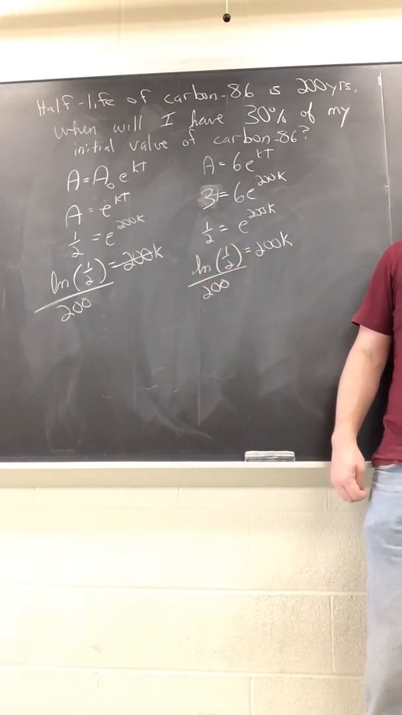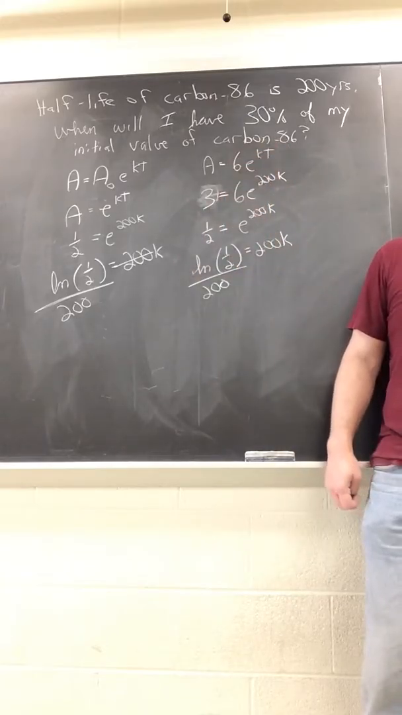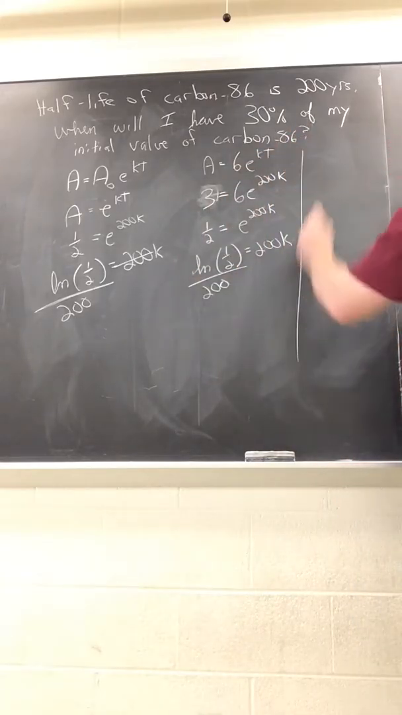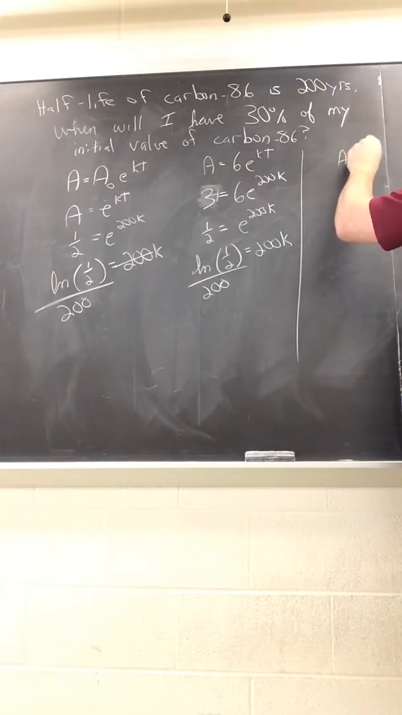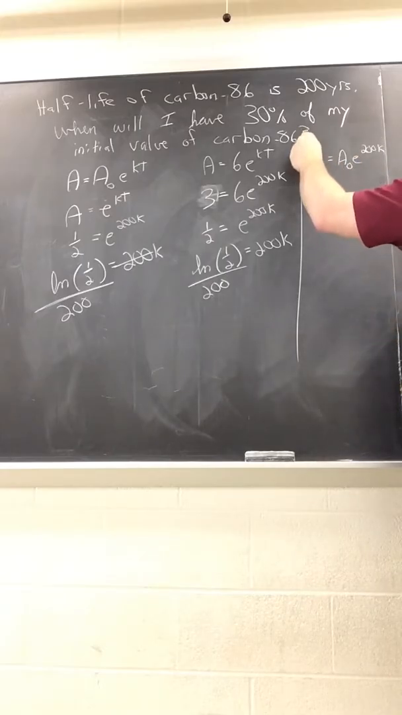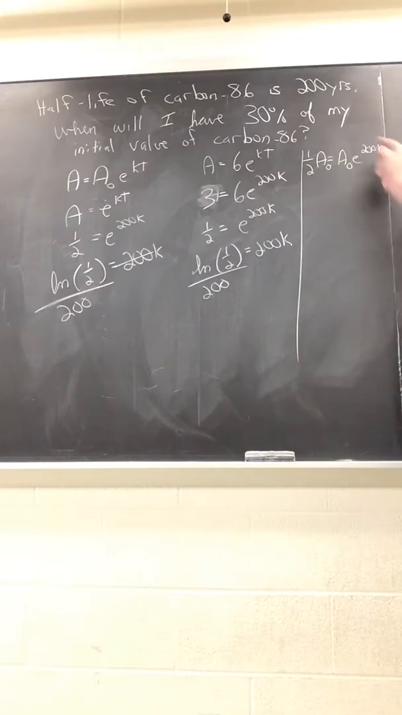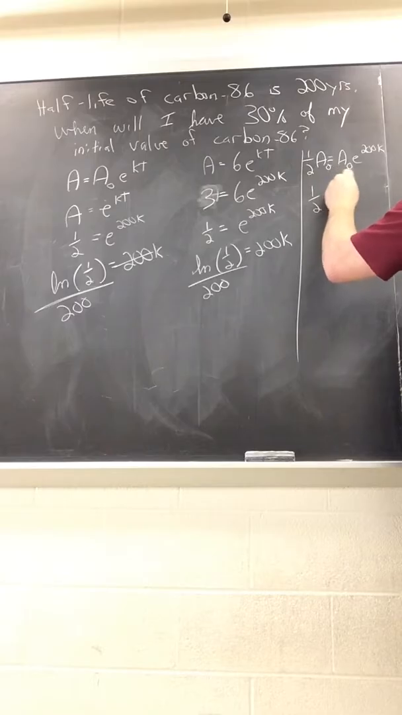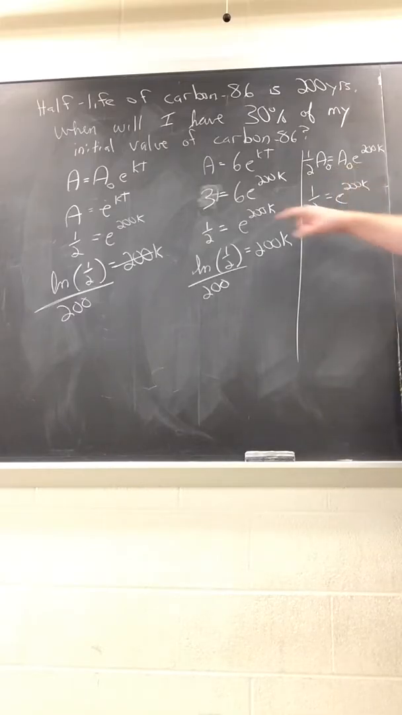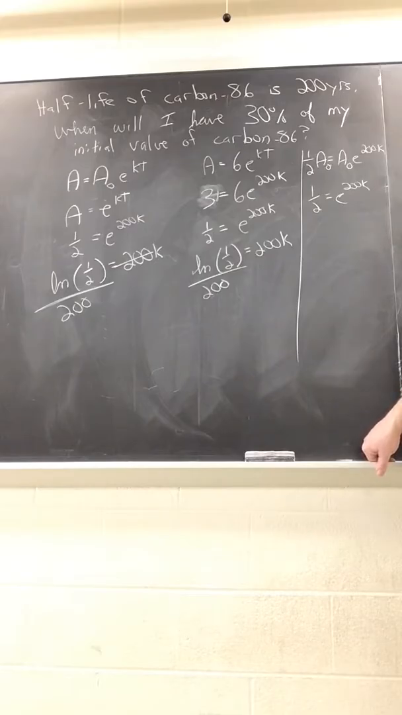And the point is, with half-life, it doesn't matter. You can pick any initial value you want. Personally, I prefer to let A initial just be A initial. And then when time is 200, I have half of what I started with, which is 1/2 of A initial. Then you divide by A initial, they cancel, and you're left with 1/2 equals e to the 200k. Same as we got here, same as we got here. It doesn't matter. You can use whatever one you want.